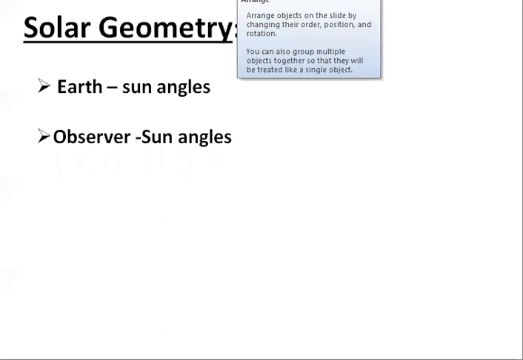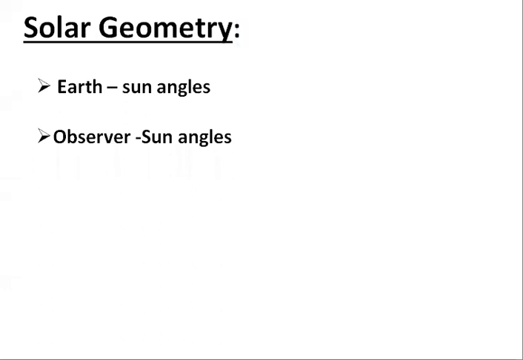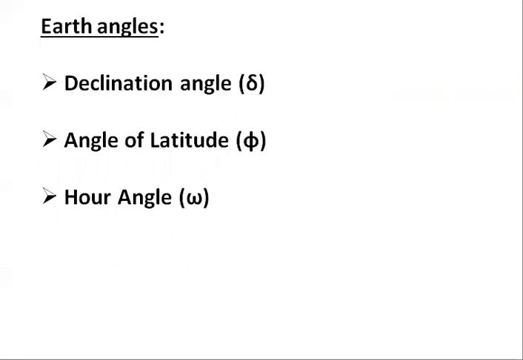And next, coming to the solar geometry, the solar geometry can be given in two ways, that is earth-sun angles, and the second one is observer-sun angles. Coming to the earth angles, these are classified into three types: declination angle, which is represented by delta, angle of latitude, which is represented by phi, and hour angle, which is represented by omega.